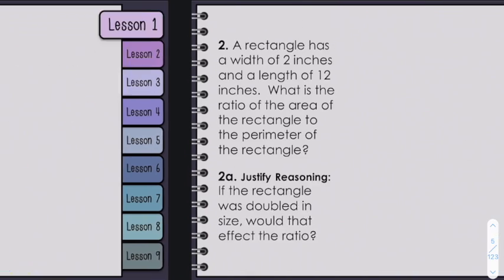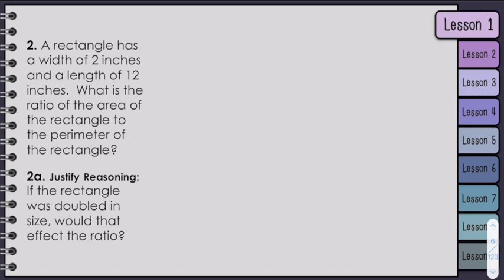All right, let's go to number 2. Number 2, we have a 2-parter. We have a question in the first part and then 2A. So number 2 is asking, a rectangle has a width of 2 inches and a length of 12 inches. What is the ratio of the area of the rectangle to the perimeter of the rectangle? So they're giving us the width. They're giving us the length of the rectangle. We need to figure out the area to the perimeter. So you have to think about what the formulas for area and perimeter are. So area for a rectangle is length times width, and then your perimeter is when you add all the sides.